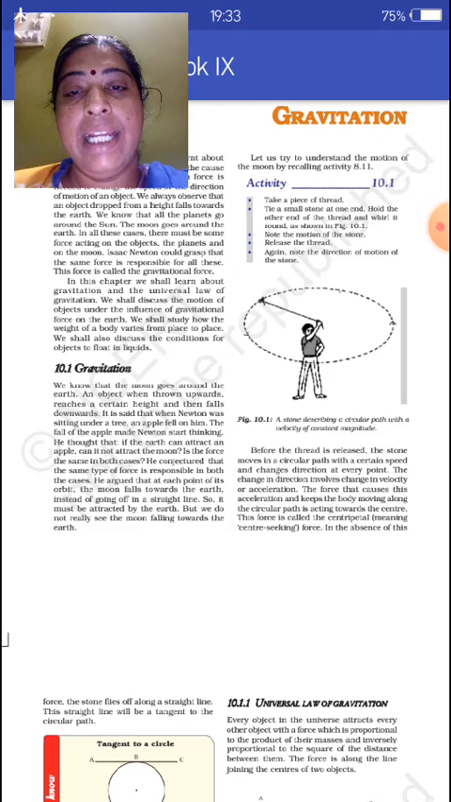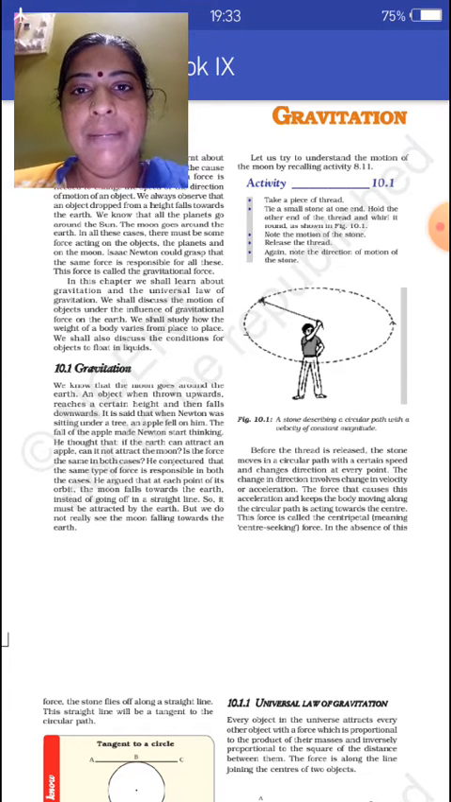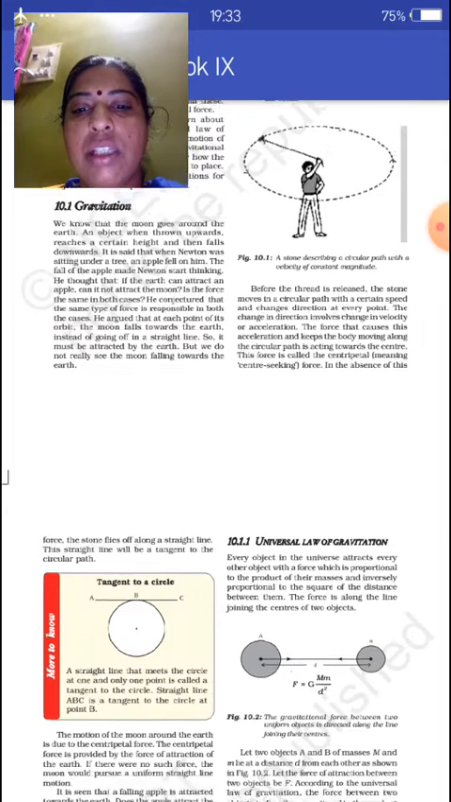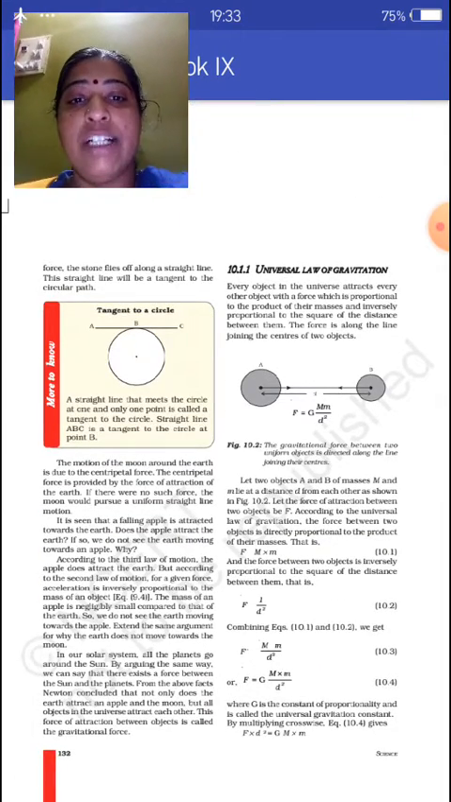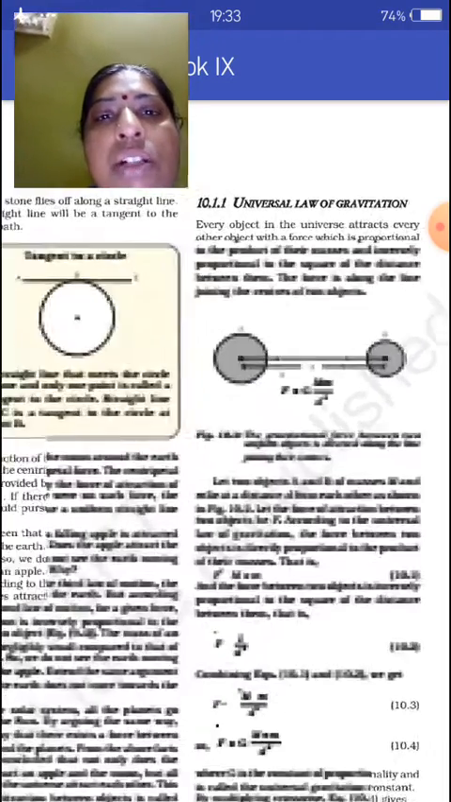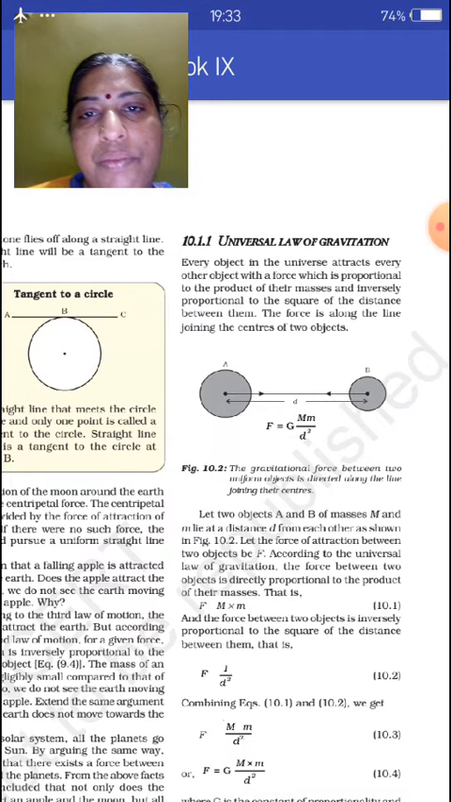Chapter number 10, Gravitation. In the previous lecture, we studied the definition of gravitation and some important facts about gravitation. Now in this video, we will study the universal law of gravitation.